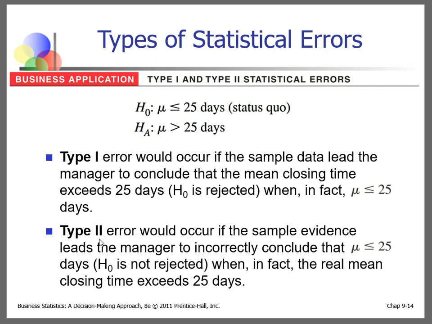Alternatively, a type 2 error would occur if the sample evidence leads the manager to incorrectly conclude that the population mean is less than or equal to 25 days, when in fact the mean closing time exceeds 25 days. Now, in the type 2 error, the manager would needlessly spend time and resources trying to speed up the process that already meets the original time frame. Comparing type 1 and type 2 errors, type 1 error is considered to be more serious than type 2 error.